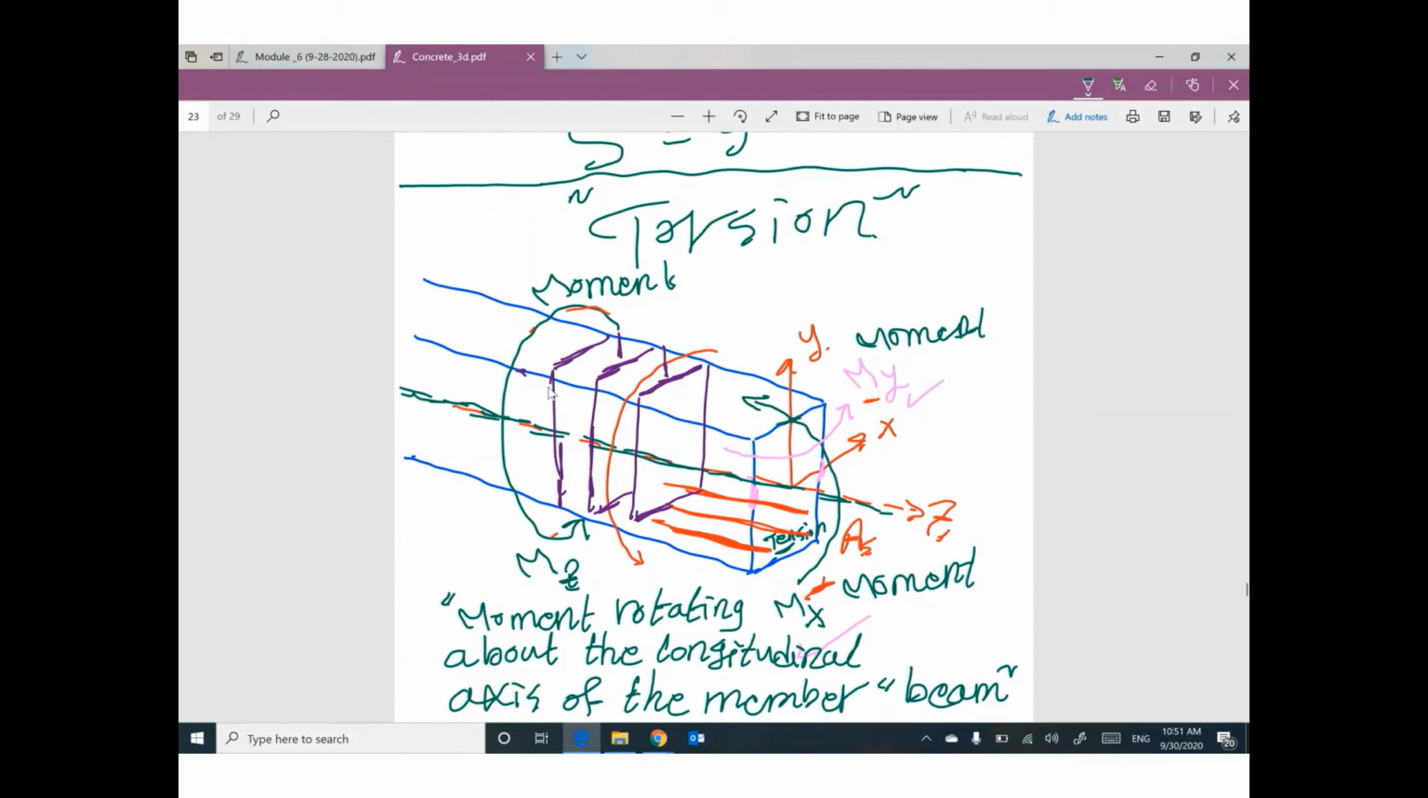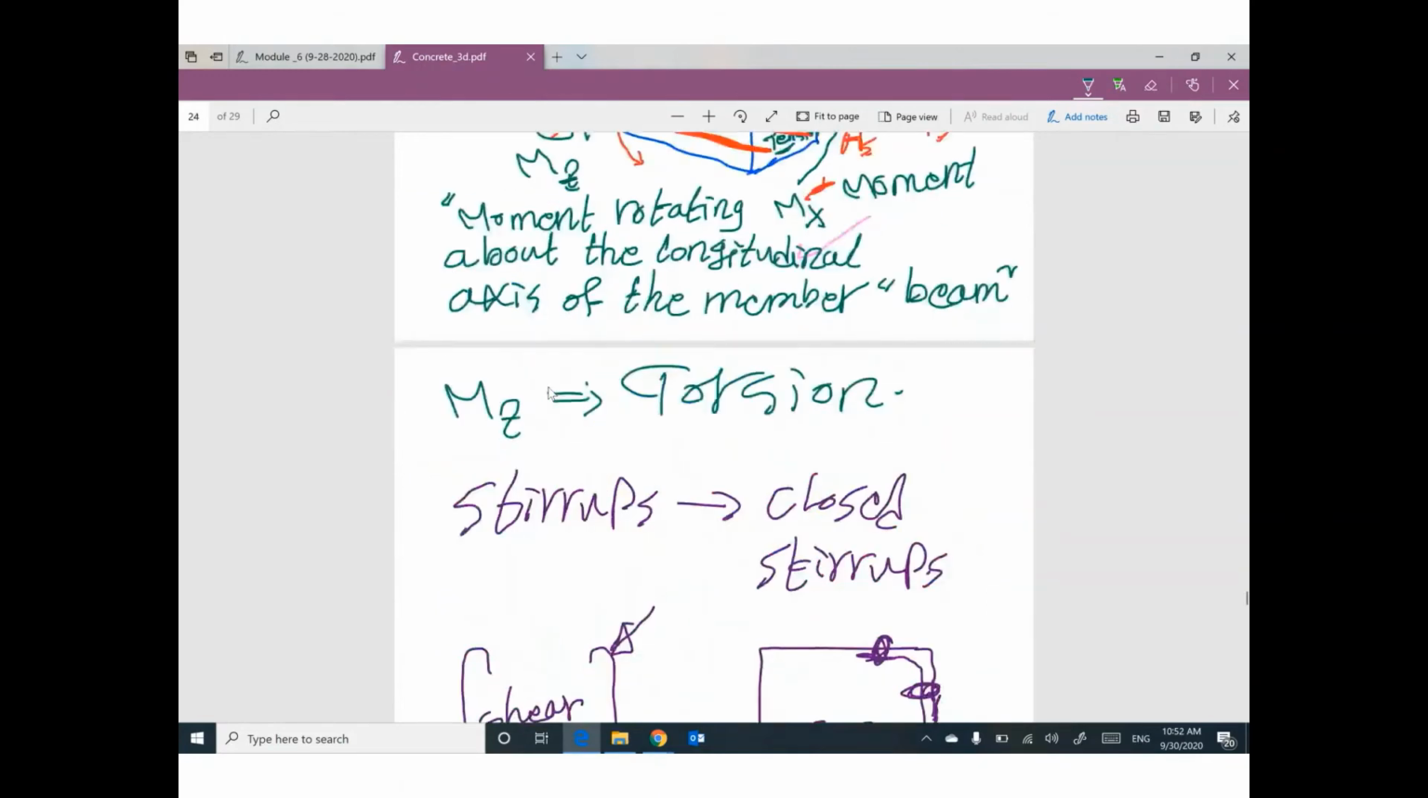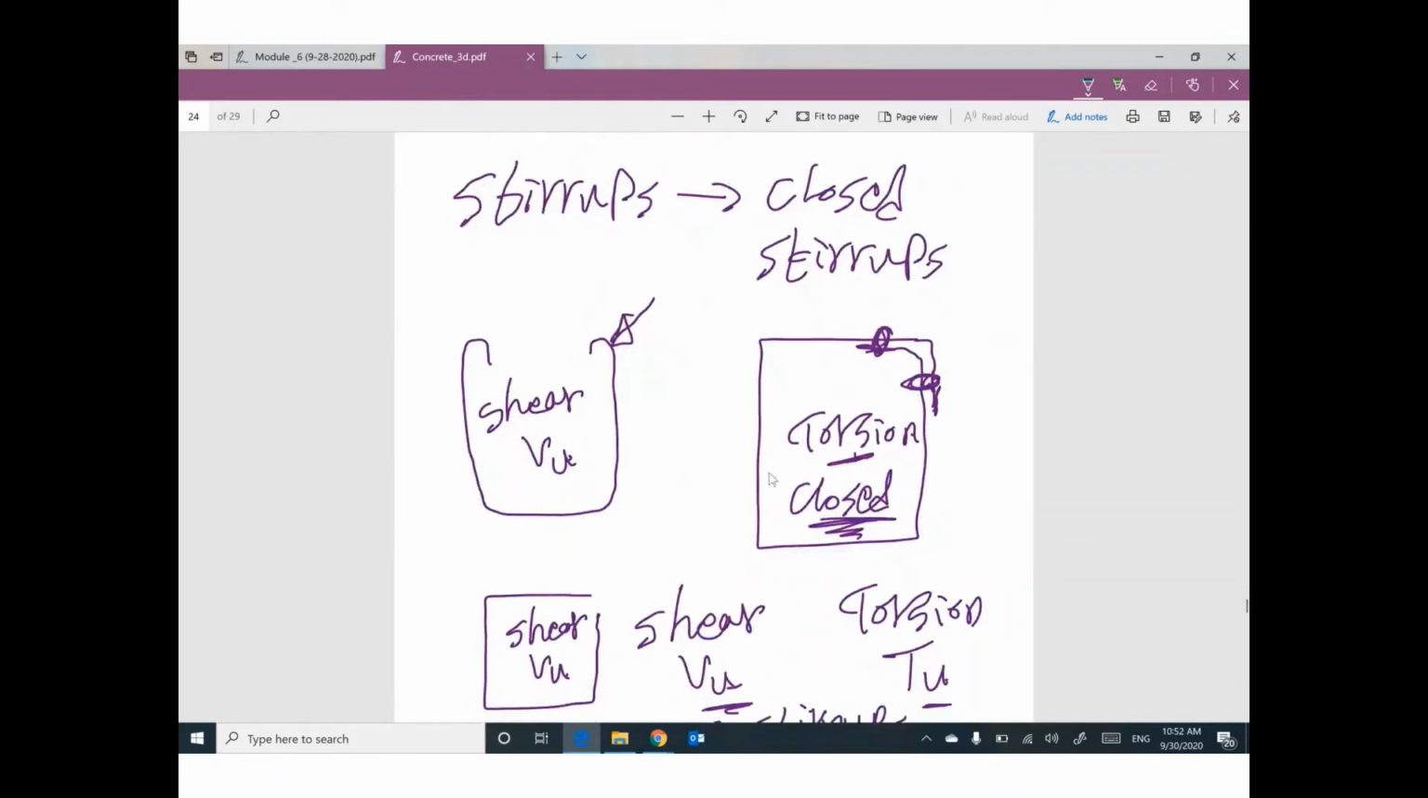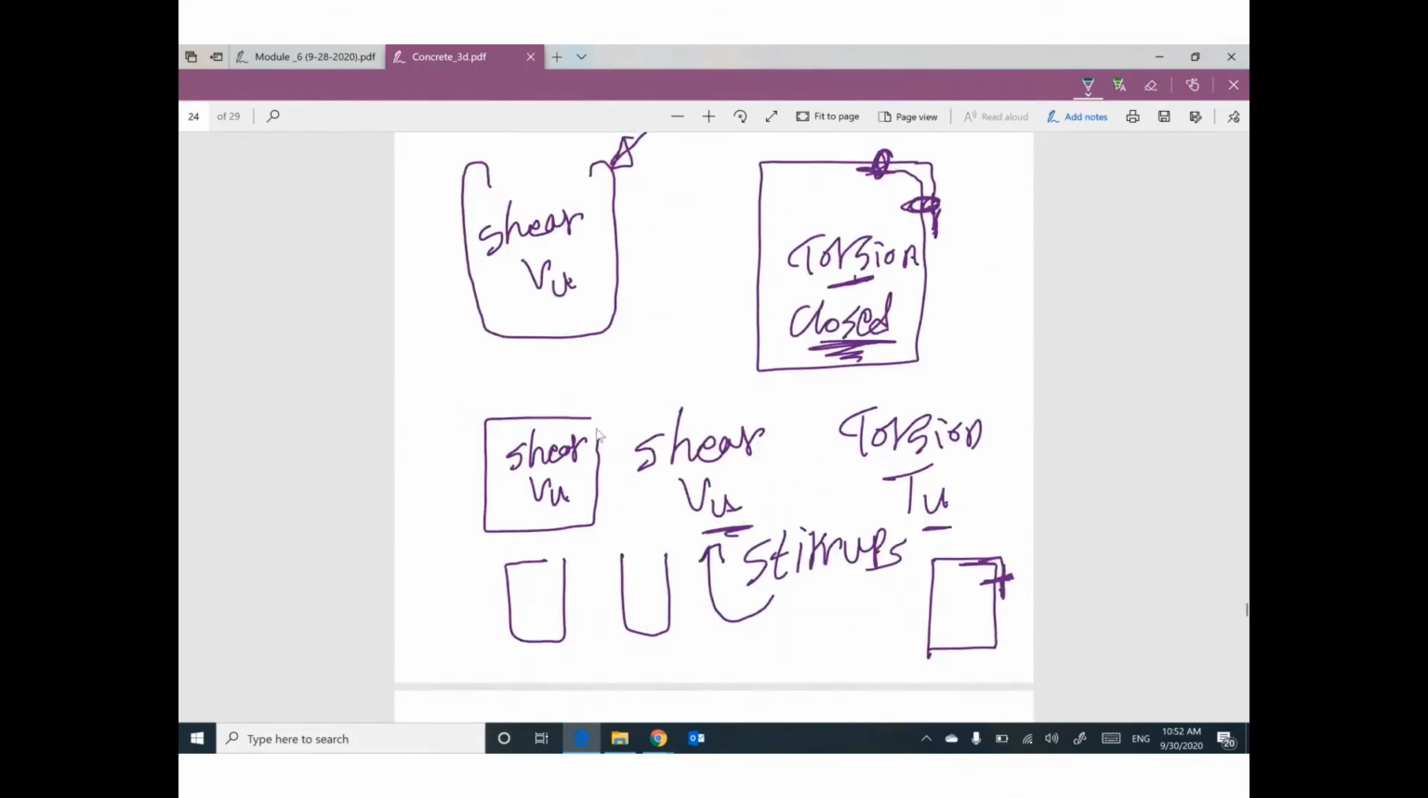If you have torsion, your stirrups must be closed. Must be closed. If your stirrups are open like this, like U shape, or like this, or any shape which is not closed, during the torsion, your stirrups will be opened and the failure will happen. So your stirrups must be closed.